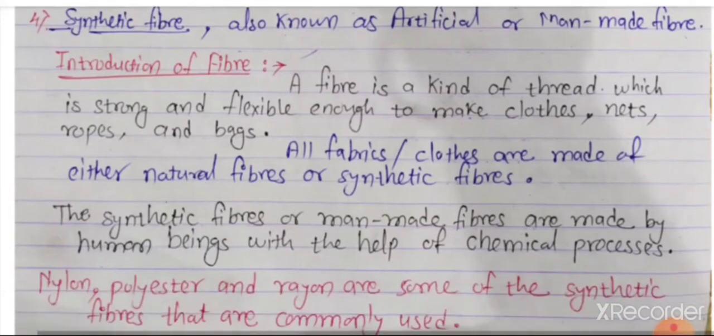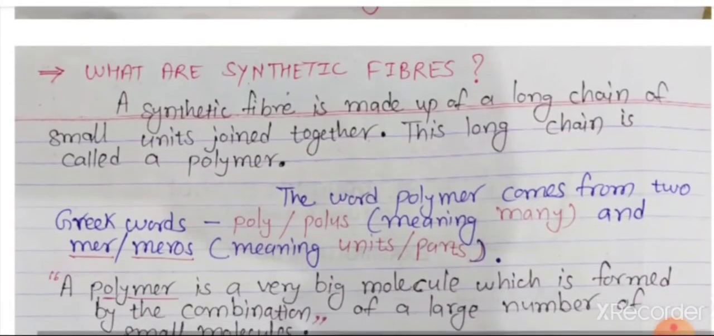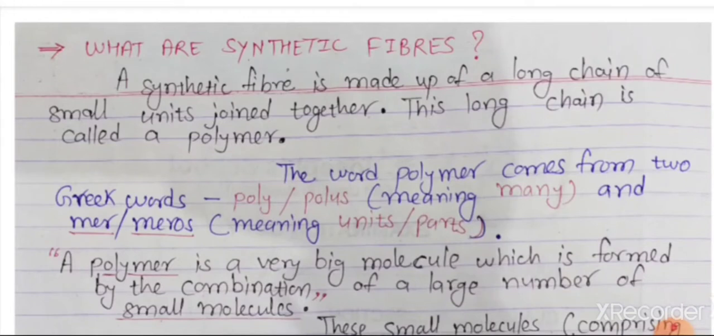The synthetic fibers are also known as man-made fibers or artificial fibers. These are made by human beings with the help of chemical processes. Nylon, polyester and rayon are some of the synthetic fibers that are commonly used. So what are synthetic fibers? Definition: a synthetic fiber is made up of a long chain of small units joined together.